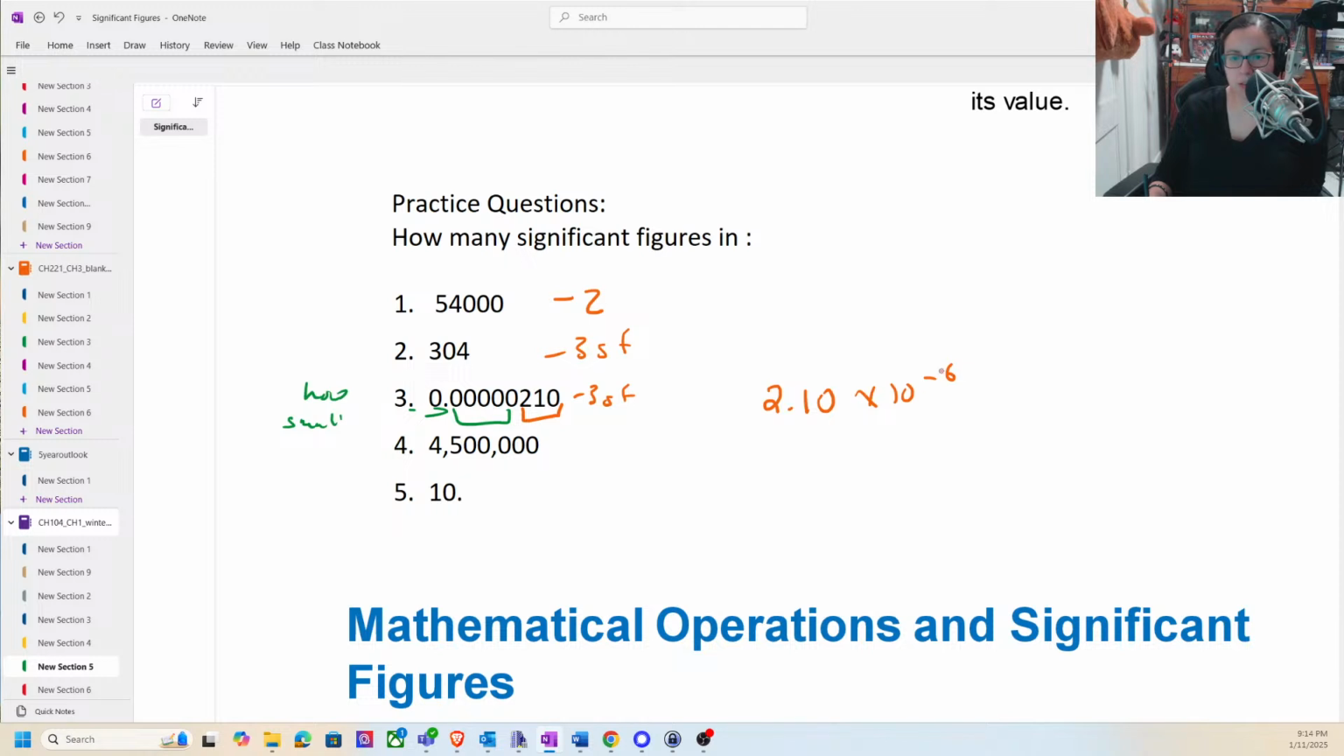Instead, of course, we use our scientific notation to indicate how small. And then now we can clearly see we have 3 sig figs. Again, don't forget to include that 0 to show all significant digits.